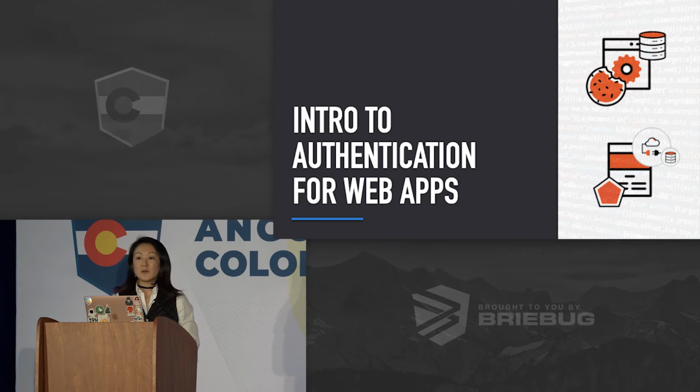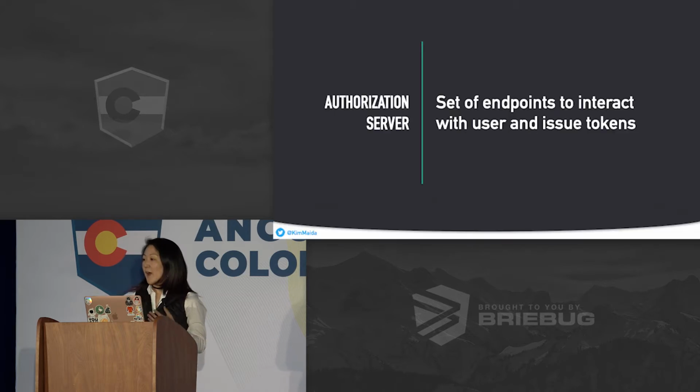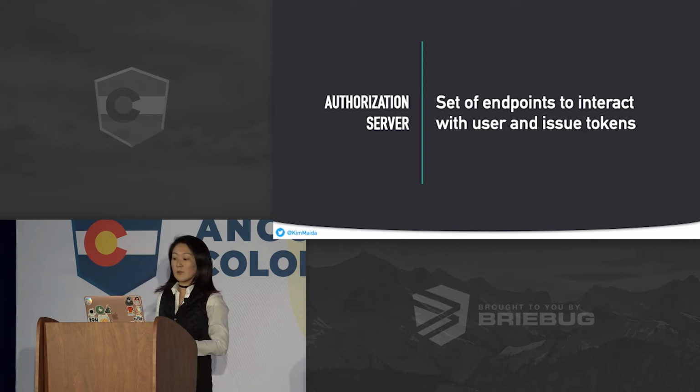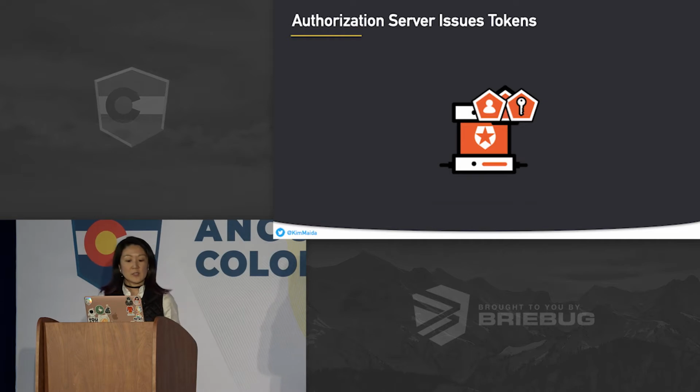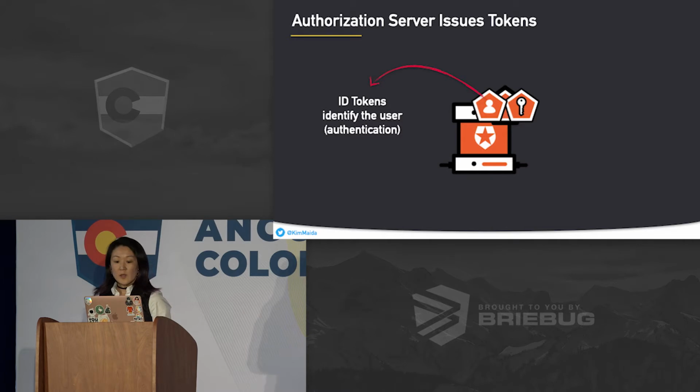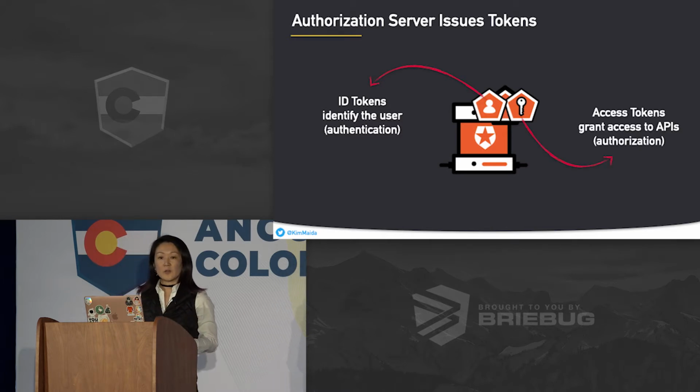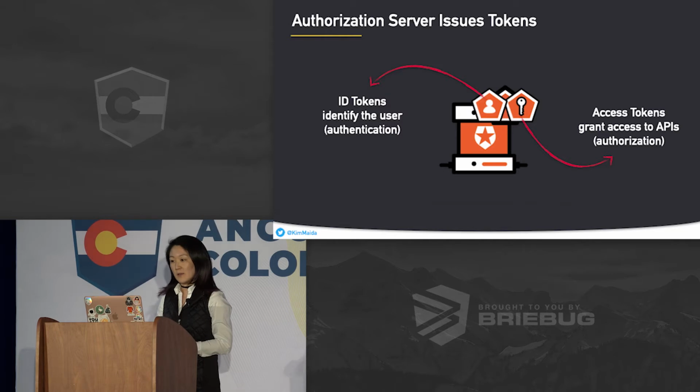I'm going to start by giving you a little bit of an introduction to authentication for applications that run on the web. First of all, we have this thing called an authorization server. This is really just a fancy word for a set of endpoints whose purpose is to interact with the user and to issue tokens. An authorization server is capable of issuing several types of tokens, including ID tokens, which identify the user for the purpose of authentication, and also access tokens, whose purpose is to authorize access to resources such as APIs.